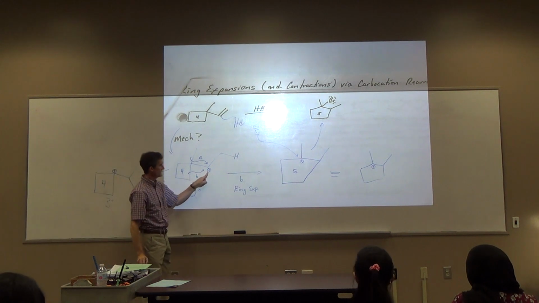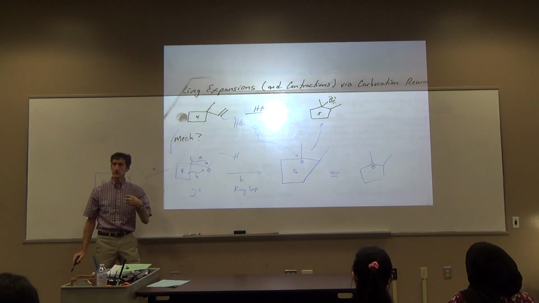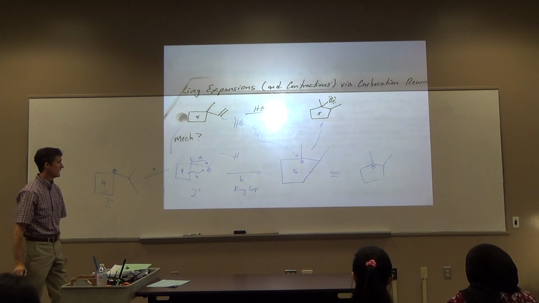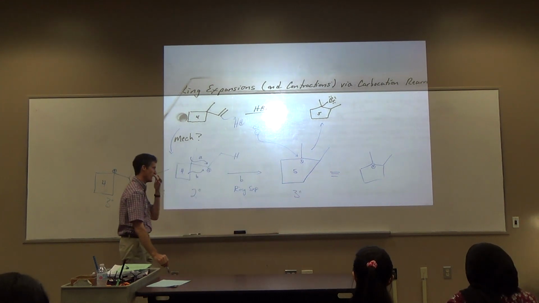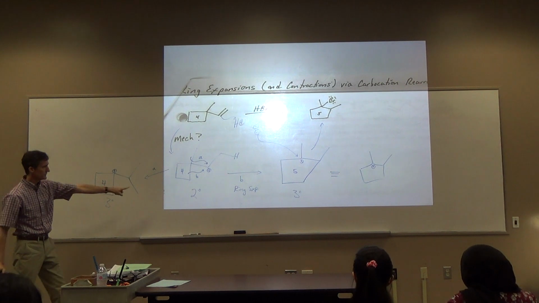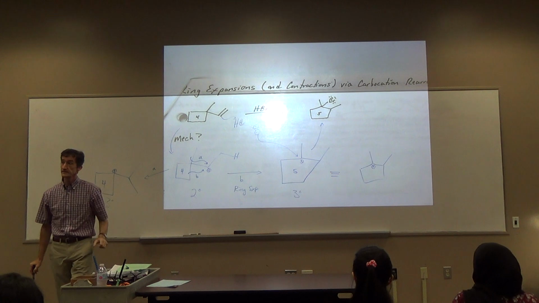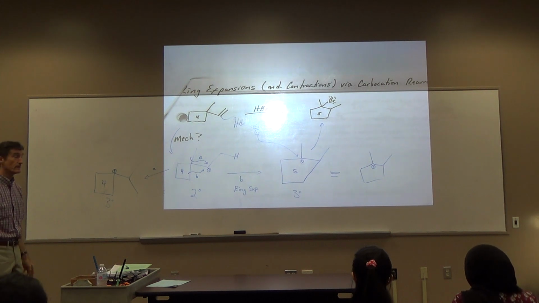Could Br minus have attacked here? It could have, and that would have given maybe a minor product. But what do we say for us here in this class? Anytime you can rearrange to a better carbocation, we're going to do it. Is that a better carbocation? Tertiary, yes. What's another reason that one's better than this one? It's in a ring. What are the best size rings? 5 and 6. Also, the ring got better. Another favorable, energetic thing. Okay?